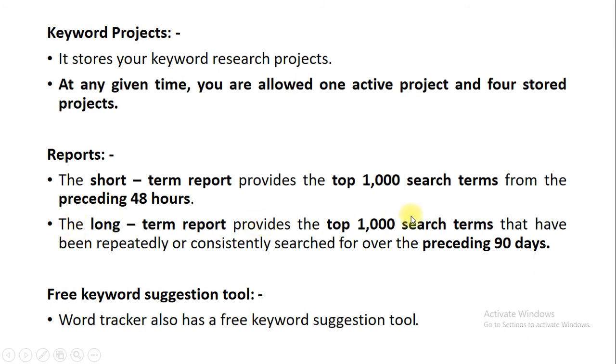Similarly, the long term report also provides the top 1000 terms that have been repeatedly and constantly searched over the preceding 90 days. 90 days means approximately 3 months, right. So the long term report is based on 3 months and the short term report is based on 2 days, and approximately 1000 top search terms are listed in this report. A free keyword suggestion tool has also been provided by Wordtracker.